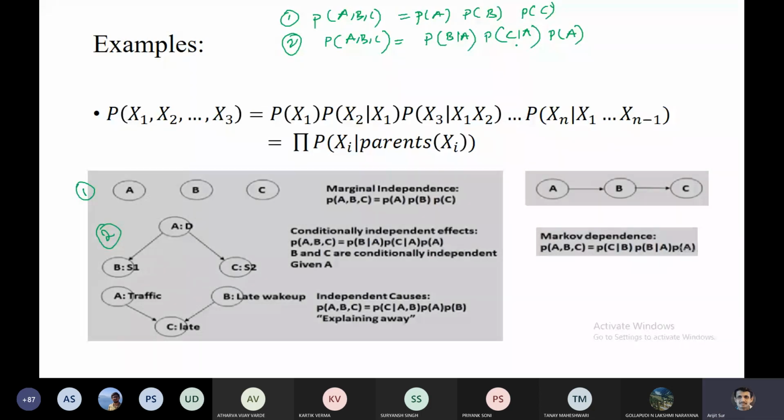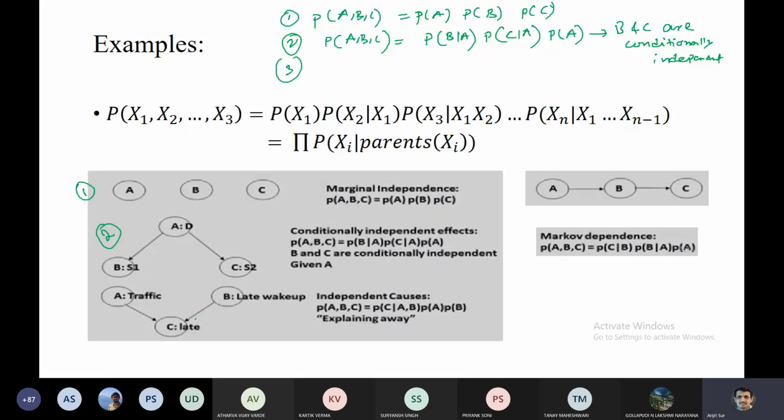So you can say B and C are conditionally independent. Okay. In number three, you can see traffic and late wake up, and it's late for meeting.